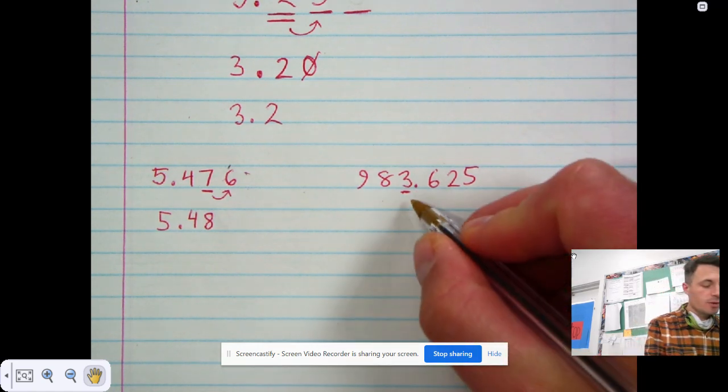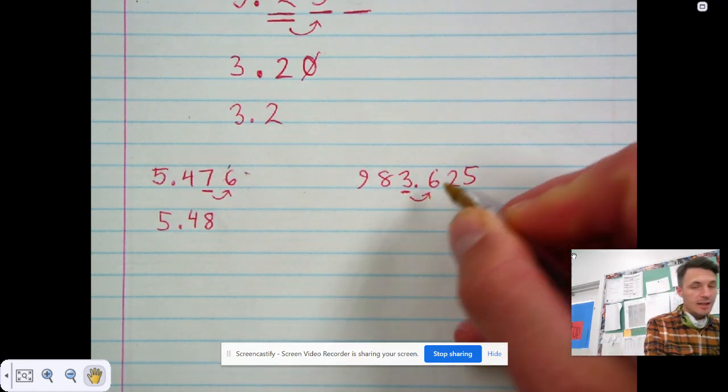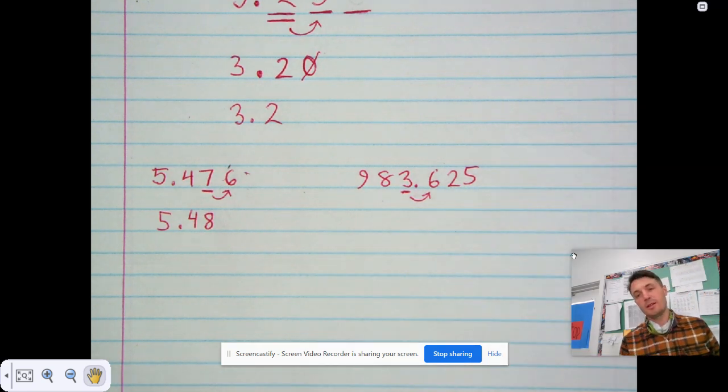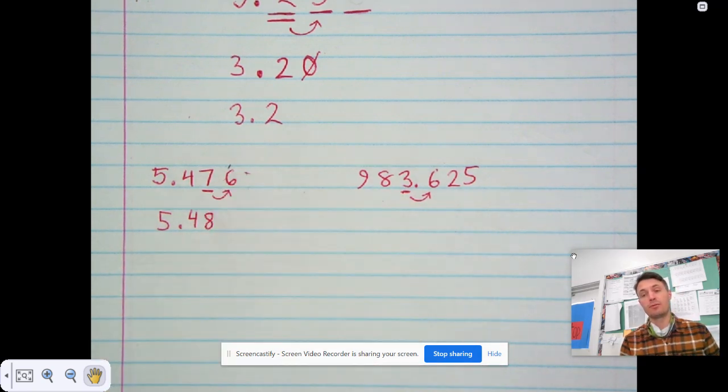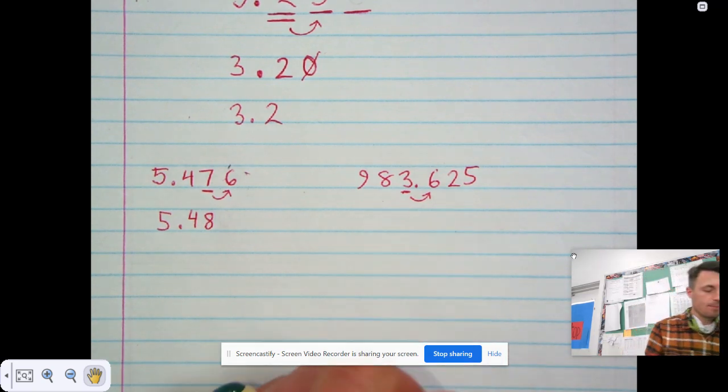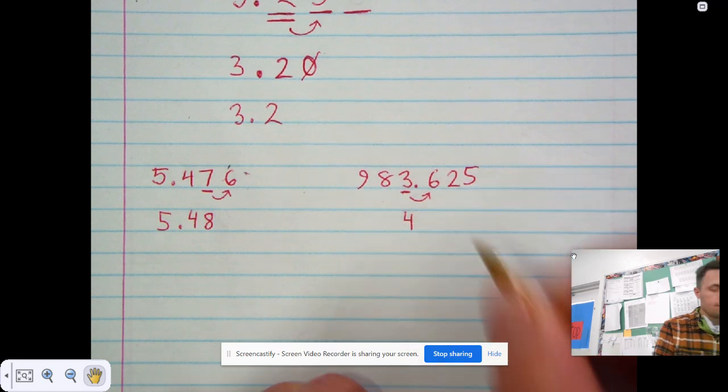Okay, now the 3 is going to ask his neighbor to the right for a raise. He's going to ask the tenths place for a raise. And what does the tenths place say? Well, it's a 6 again, just like last time. Can 6s give raises? The answer is yes. So the 6 says yes. The 3 becomes a 4.